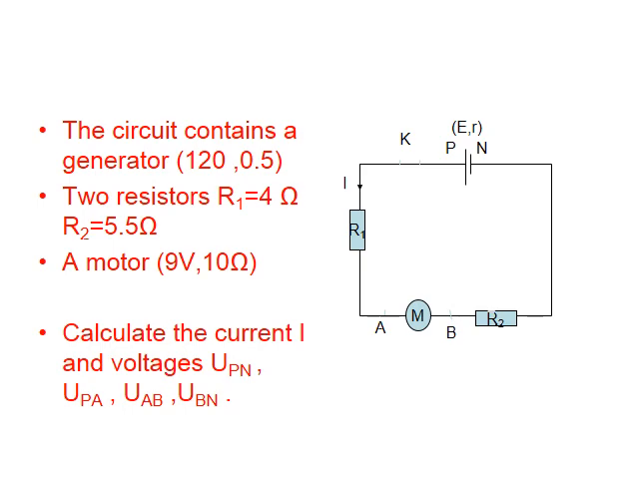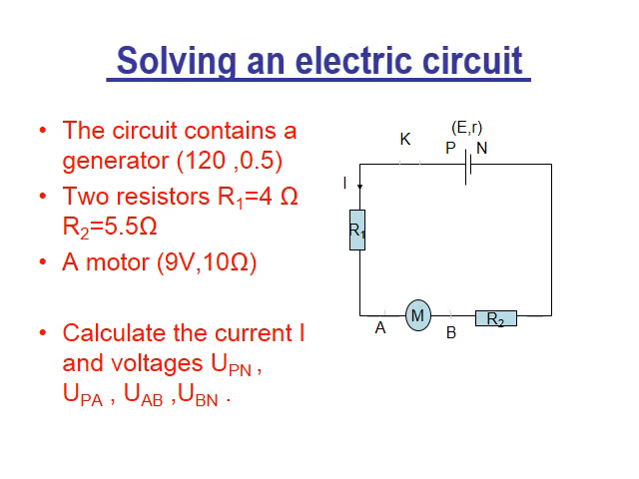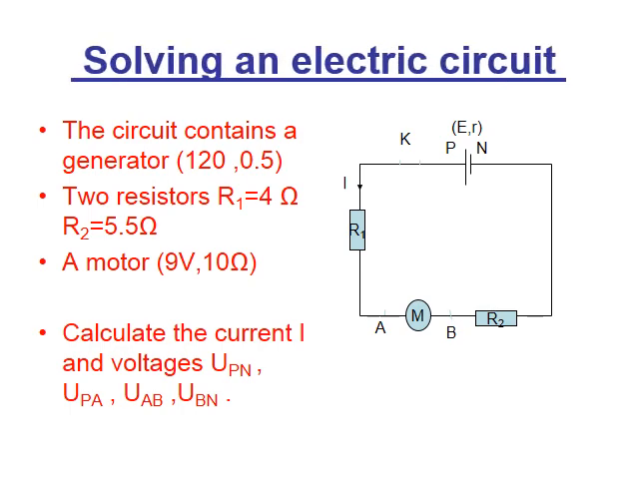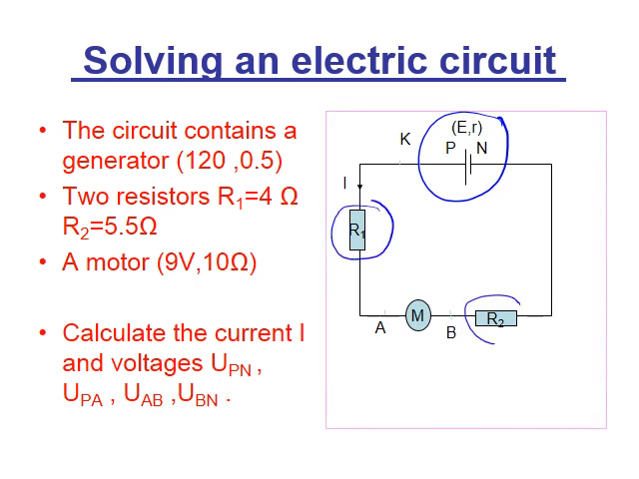Example. The circuit contains a generator 12 volt 0.5 ohm, two resistors R1 and R2, and a motor. Calculate the current I, the voltage UPN, and the voltages across PA, AB and BN.